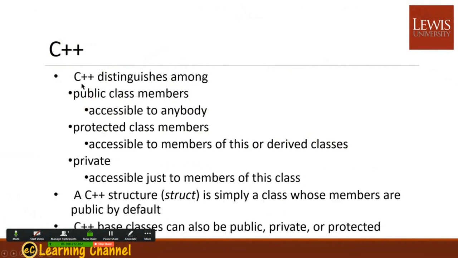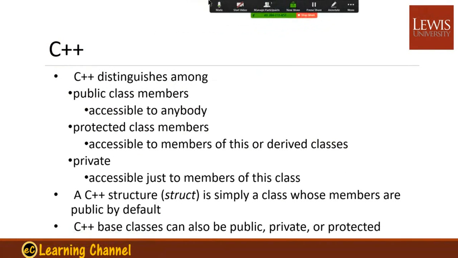C++ distinguishes among public class members, accessible to everybody; protected class members, accessible to members of this and derived classes; and private, accessible only to members of this class. A C++ structure is simply a class whose members are public by default. A C++ base class can be public, private, or protected.